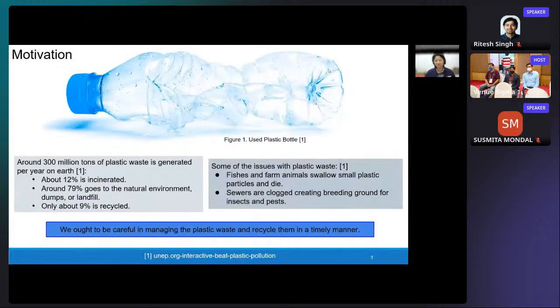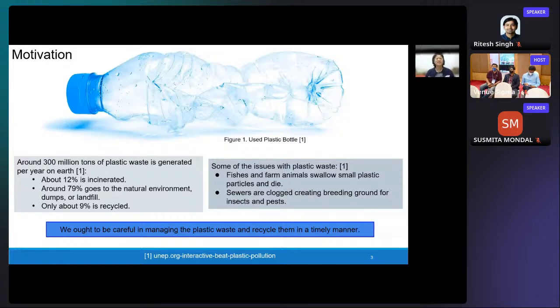For the motivation part, we come across many pictures on the internet that show polluted tourist spaces, and oceans and rivers polluted by plastic waste. Plastic wastes are not soluble in nature. Fishes and farm animals swallow plastic particles and they die. Our drainage system is also clogged by plastics.